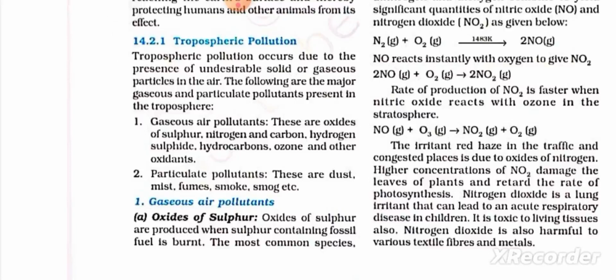Section 14.2.1 Tropospheric pollution. Tropospheric pollution occurs due to the presence of undesirable solid or gaseous particles in the air. The following are the major gaseous and particulate pollutants present in the troposphere. First is gaseous air pollutants. These are oxides of sulfur, nitrogen, carbon, hydrogen sulfide, hydrocarbons, ozone, and other oxidants. Particulate pollutants are dust, mist, fumes, smoke, etc.